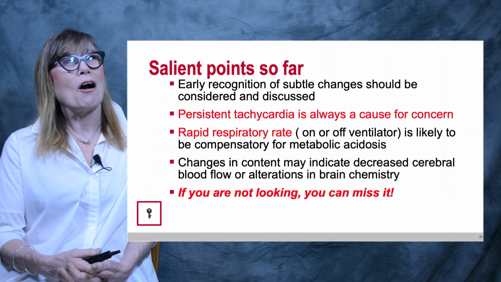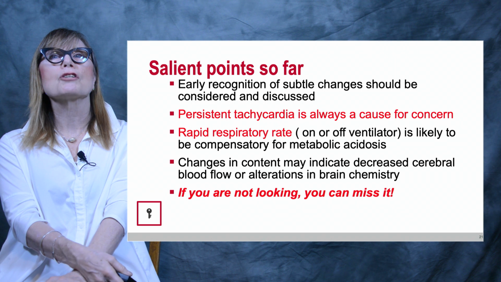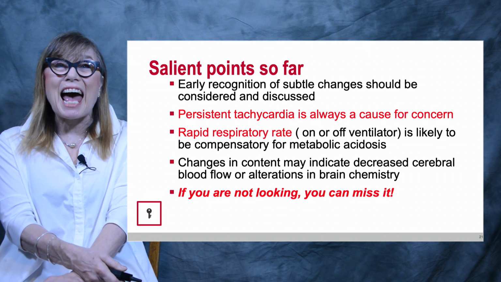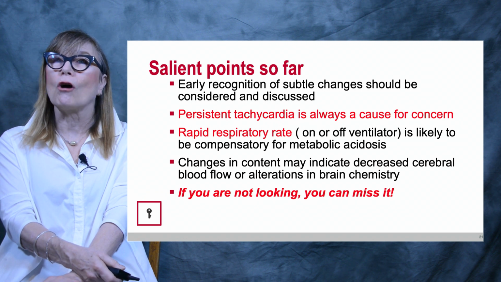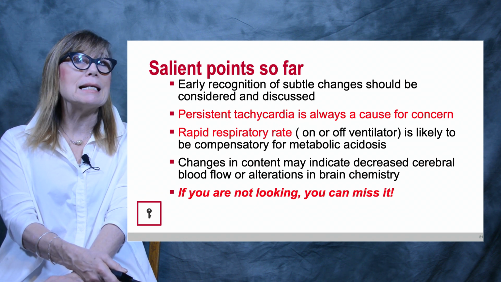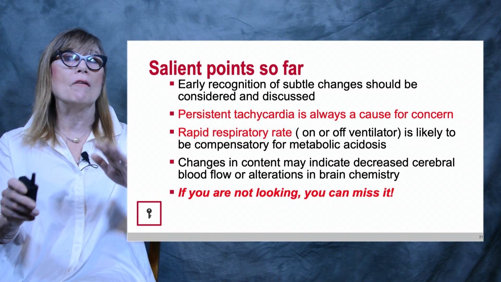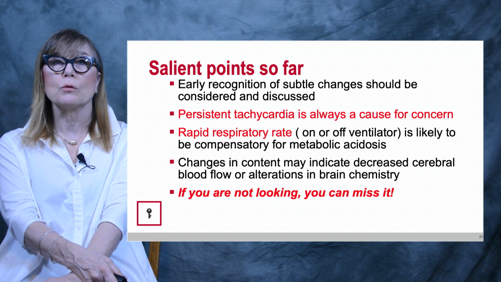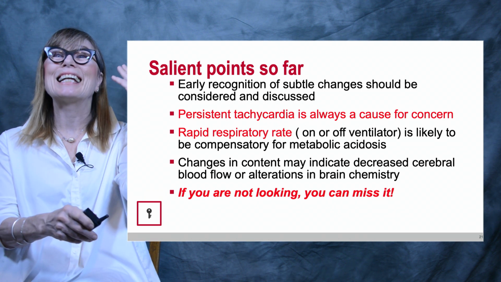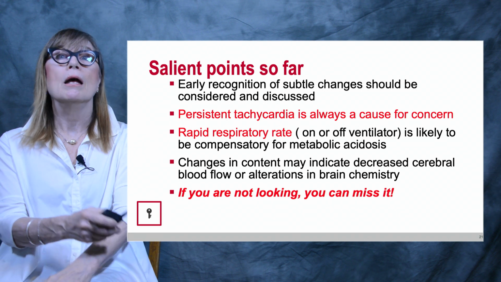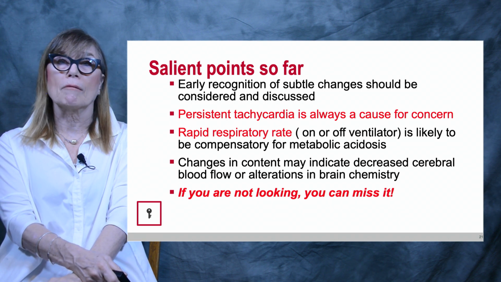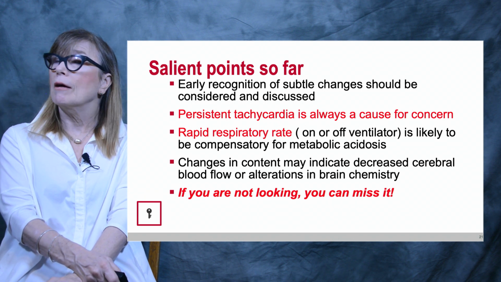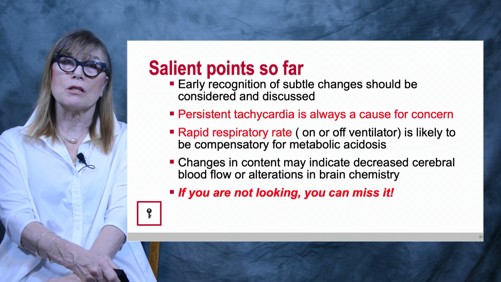Salient points so far: early recognition of subtle changes should be considered and discussed. Persistent tachycardia is always a cause for concern, as is rapid respiratory rate on or off the ventilator, because it's likely to be compensatory for metabolic acidosis. Any changes in content, meaning cerebral content, may indicate decreased cerebral blood flow or alterations in brain chemistry. And by the way, if you're not looking for it, you can miss it.